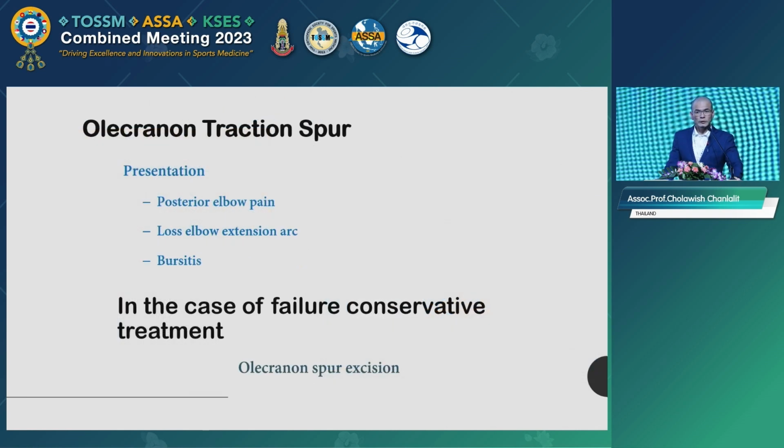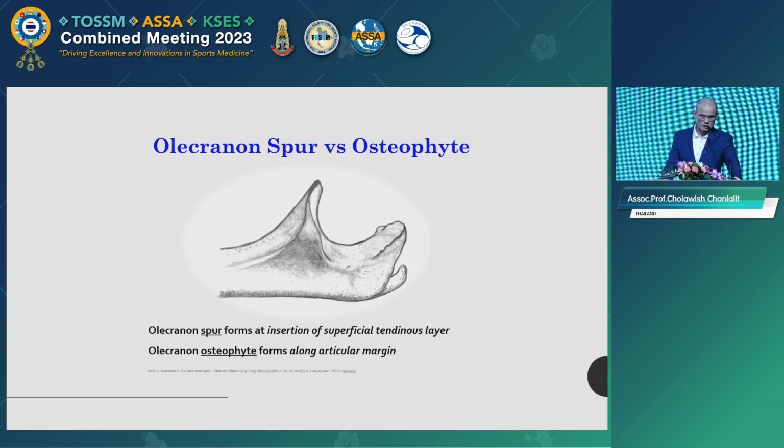I think that you can see something like an olecranon traction spur. You know the olecranon traction spur? You follow me. The presentation of an olecranon traction spur can be posterior elbow pain. Sometimes it can cause loss of elbow extension, and also have a bursitis. And in cases that fail conservative treatment, which is not quite common, most of the time conservative treatment is quite successful. Olecranon spur excision is successful.